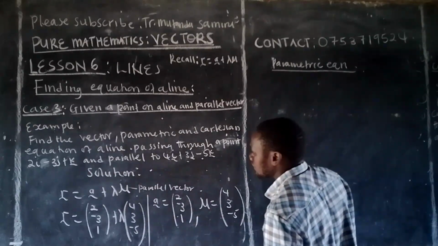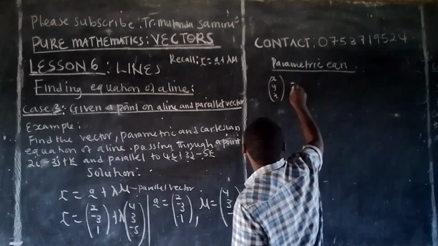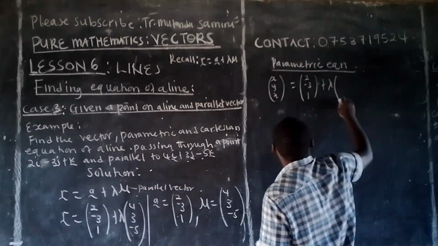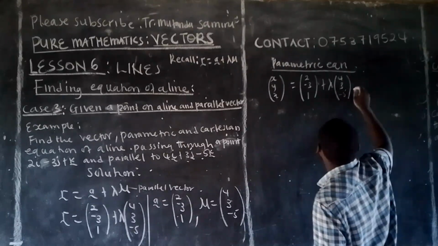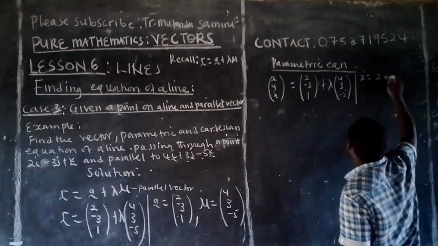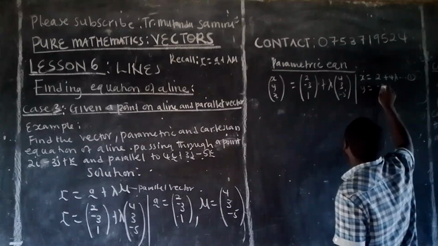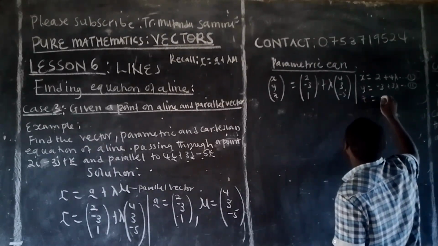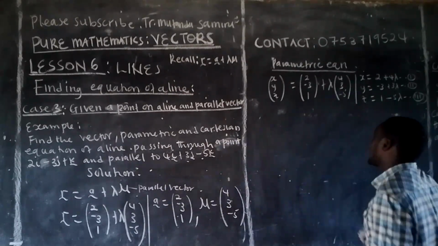Now for parametric, we just say R becomes x, y, z, so you have (2, -3, 1) plus lambda (4, 3, -5). Here x is equal to 2 plus 4 lambda. This is equation 1. Y is equal to negative 3 plus 3 lambda. This is my equation 2. Z finally is equal to 1 minus 5 lambda. That is equation 3. That is parametric.